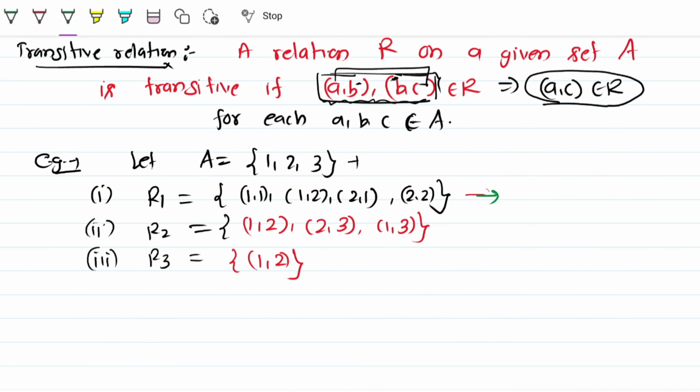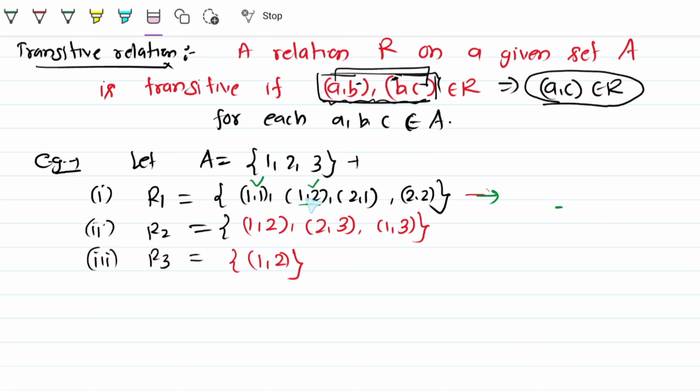So see, first one R1. Whenever we check transitivity, we have to look for connecting pairs, all the possible connecting pairs. I will start with the element (1,1). It ends with 1, so for connectivity the next element should start with 1. We have only (1,2). Then (1,1) and (1,2) are connecting pairs, so (1,2) has to be in R. Already (1,2) is there, so it is satisfied. This first pair is done.